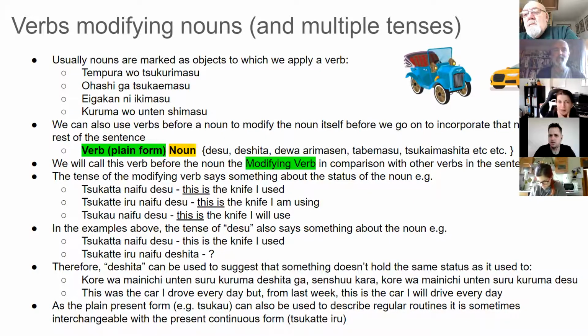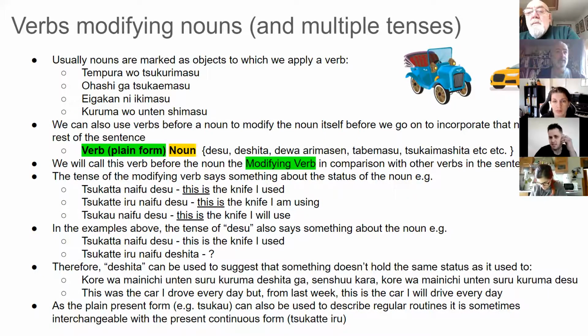Actually, I remember the difference now. You can't use shita here, because this means that this was the car that I once drove, and it means I just drove it once. If you use suru, it means the car that you used to drive on a regular basis. That's the difference. Yeah. I see. So just forget about the tough one in this case.